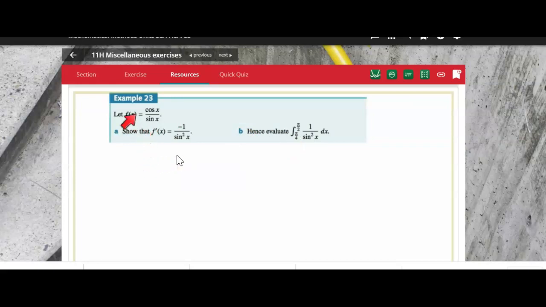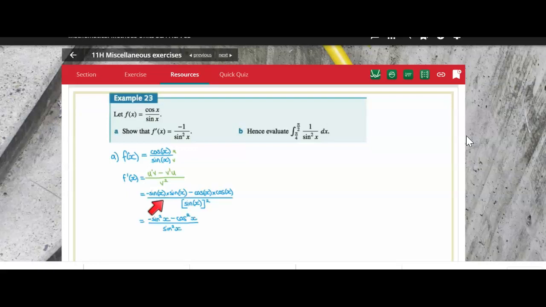So to start off by showing that the derivative of this equals -1 on sine squared x, we're going to start with f of x, and then using quotient rule, we're going to derive it. So the derivative of u, the numerator here, is negative sine x, multiplied by v, which is just sine x. Subtract the derivative of v, so the derivative of sine x is cos x, multiplied by u, the numerator, which is cos x, all over v squared, which is sine x all squared.